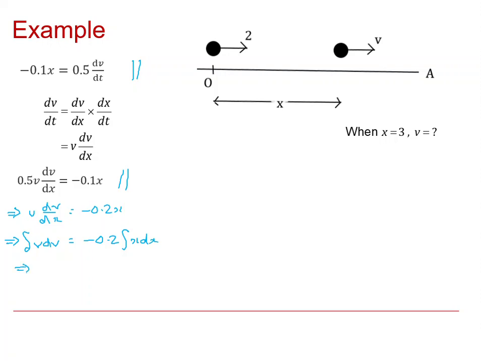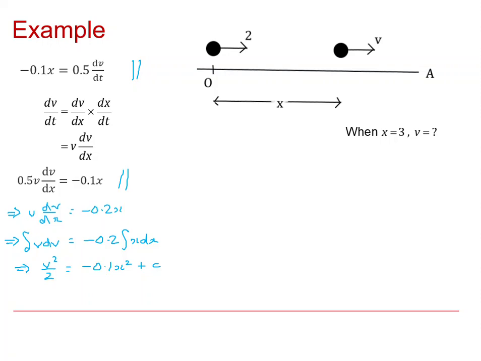So from that simple integration, v squared over 2 is equal to, well, it will be x squared over 2, so if I make it minus 0.1, then we'll have x squared and plus c. So v squared over 2 is equal to minus 0.1 x squared plus c.